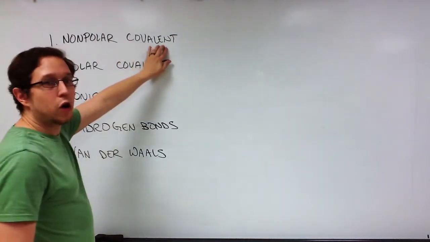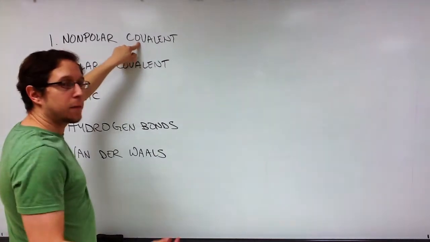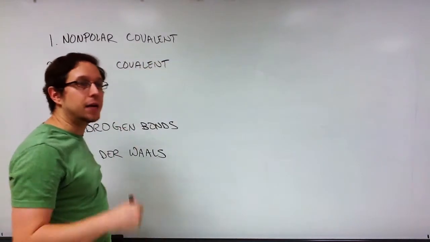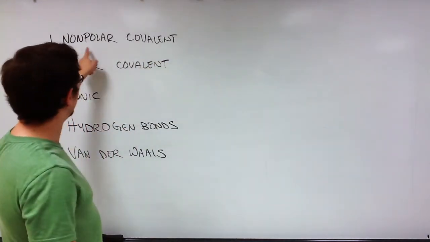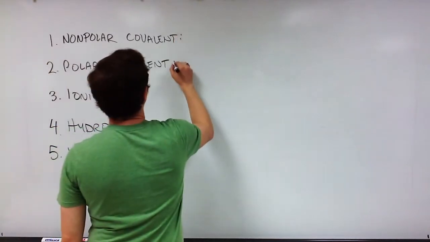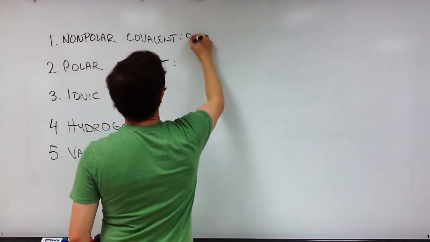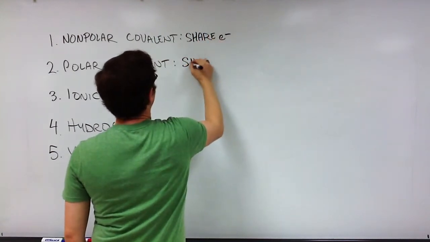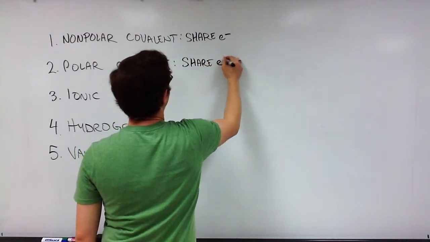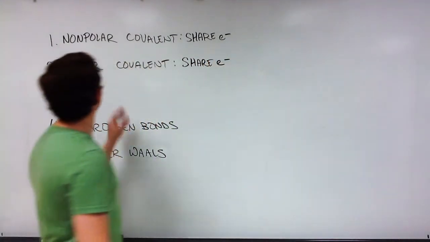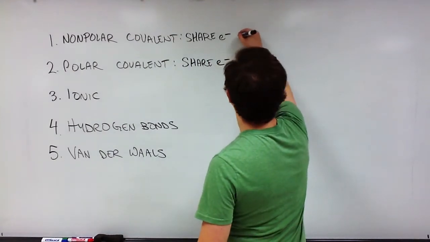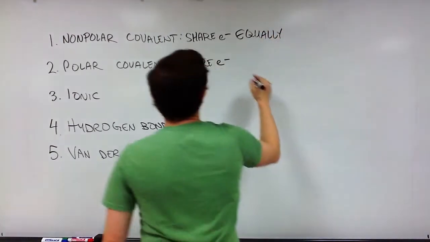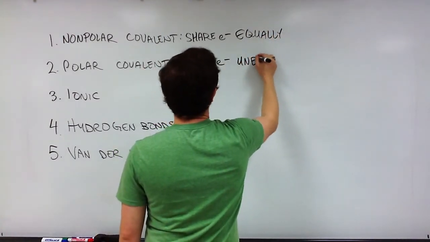So remember what the word covalent literally translates to. Cooperate, or cooperative. Co means together, and valent is talking about the valence shells. In nonpolar and polar covalent bonds, literally you're going to see a sharing of the electrons. But the big difference is that in nonpolar covalent, you're going to share those electrons equally, while in polar covalent, you're going to share them unequally.